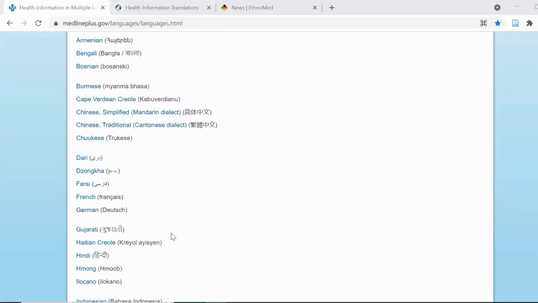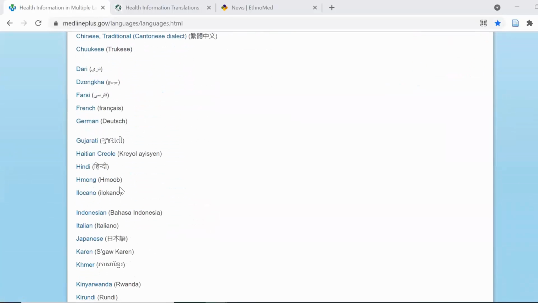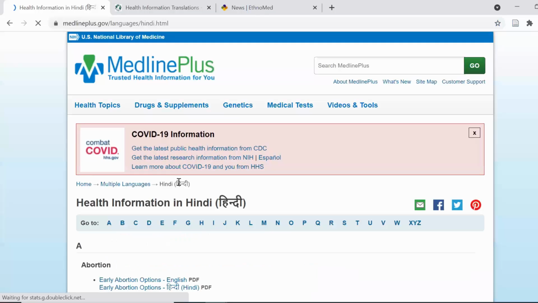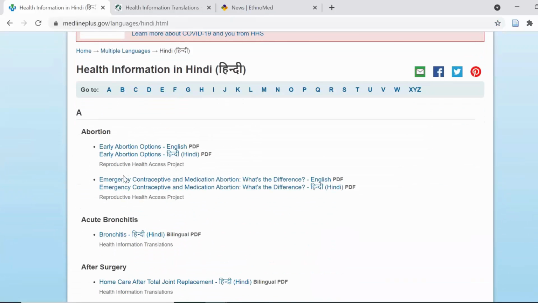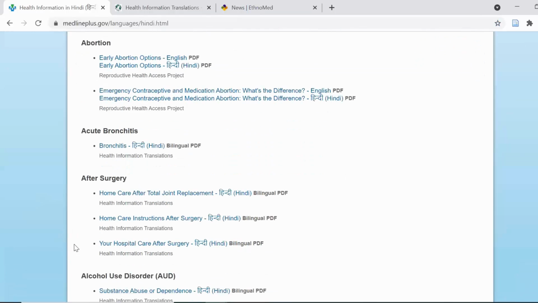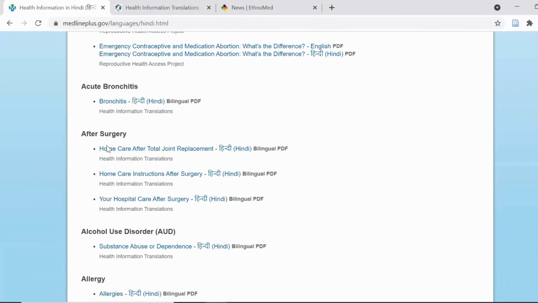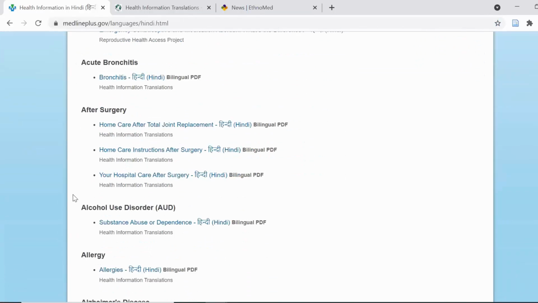So say we were interested in Hindi. Maybe we were interacting with a patient who speaks primarily Hindi. You can look into the health information provided here, and they have some brochures and other types of handouts and materials provided on different topics like abortion, acute bronchitis, surgery, like home care afterwards.